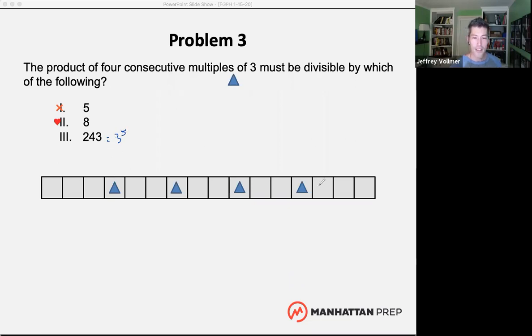Are there guaranteed to be 5 powers of 3 here? I know I have 4 factors of 3, right? This is a multiple of 3, this is a multiple of 3, this is a multiple of 3, this is a multiple of 3. Zach says, yes, there's actually going to be a 5th multiple of 3 in there somewhere, or a 5th factor of 3. Zach, how do you know?